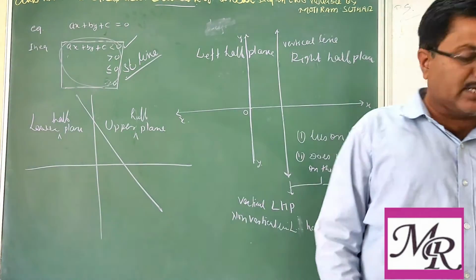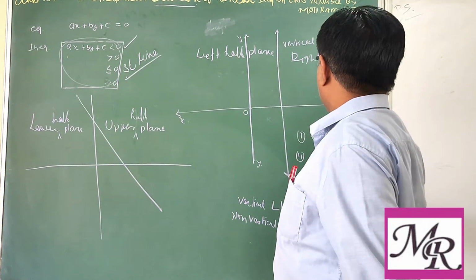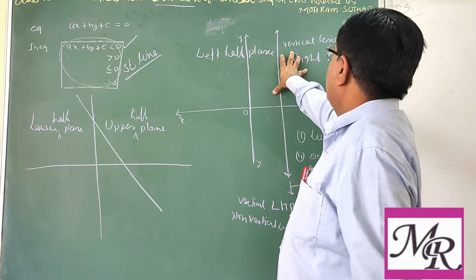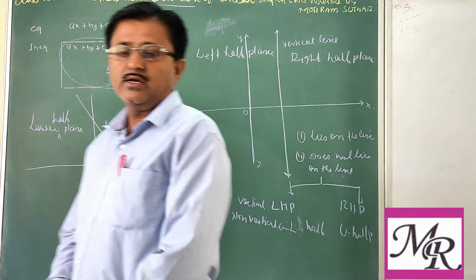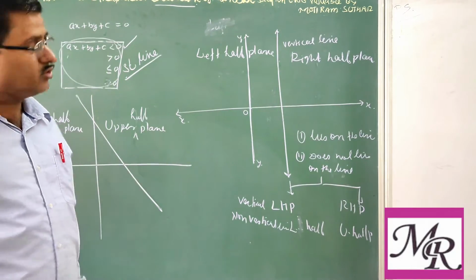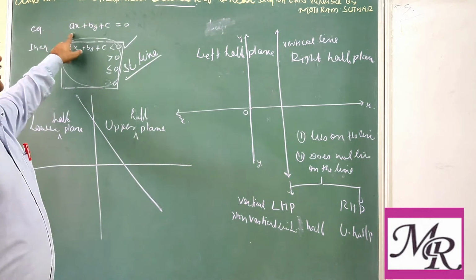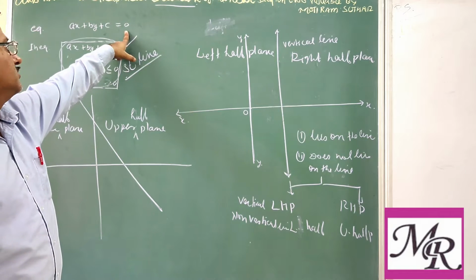Why are we discussing these positions of the point? Because according to the point, the solution of the inequality will exist. That's why you have to consider it. Now here an important thing: you know that in an equation there is an equal to sign. ax + by + c = 0, the equal to sign is given.